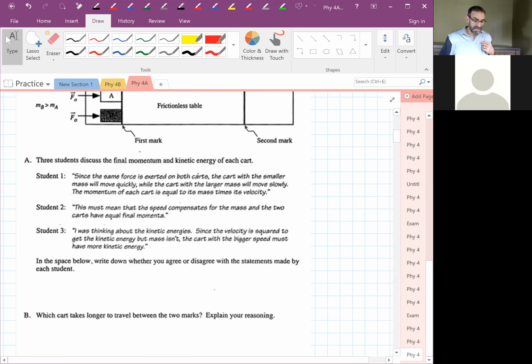So we'll go through these one at a time. Which cart takes longer to travel between the two marks? The heavier one, yeah. Cart B.